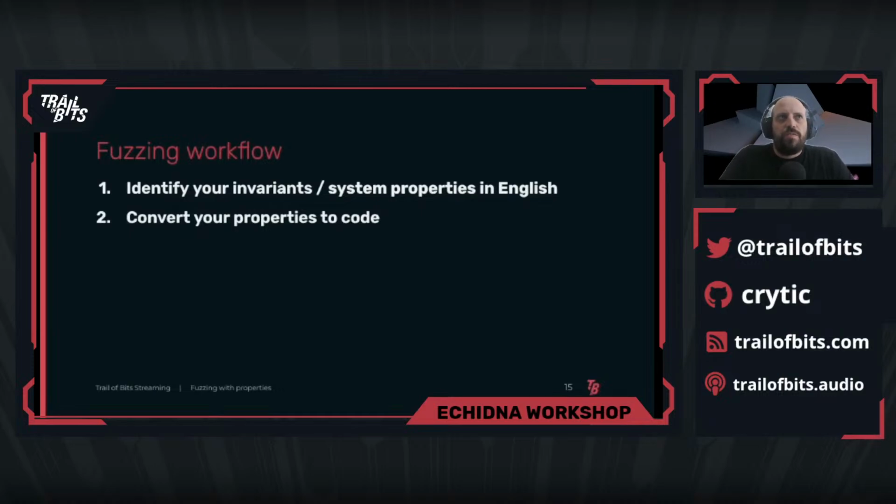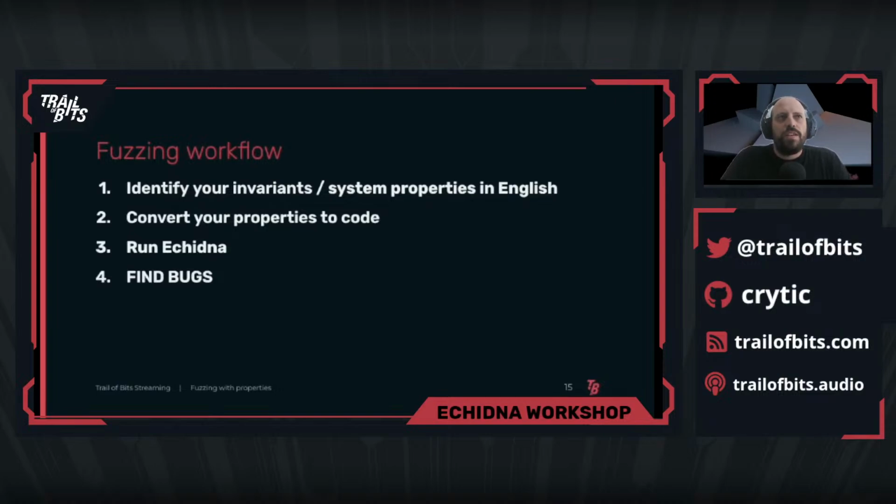These two steps are what we are providing in the properties repo. We took the time to identify the invariants for ERC20 and ERC4626 contracts, and we already converted those to code, so you don't have to do it. So once you have this code ready to test your contract, you run Echidna and hopefully find bugs, or hopefully not, depending on your implementation.